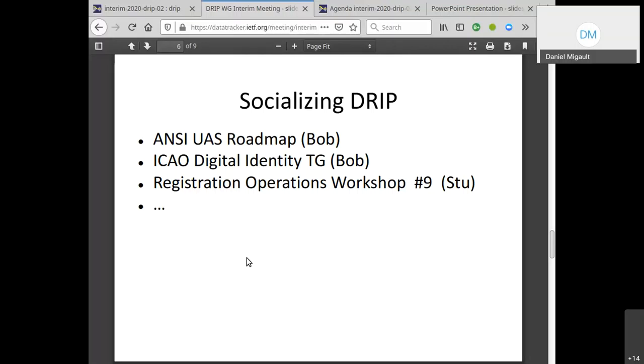But I think it's really important that this socialization work you're doing, and especially this workshop, is a very good introduction to the architecture document, where we could see how we can leverage DNS, but also what our specific requirements are regarding the DNS protocol. That's one aspect, but the other one is also the DNS architecture.